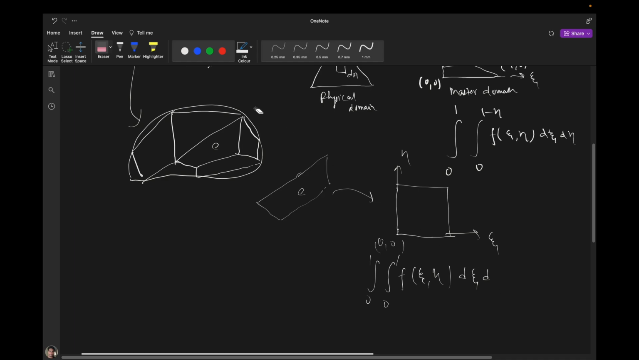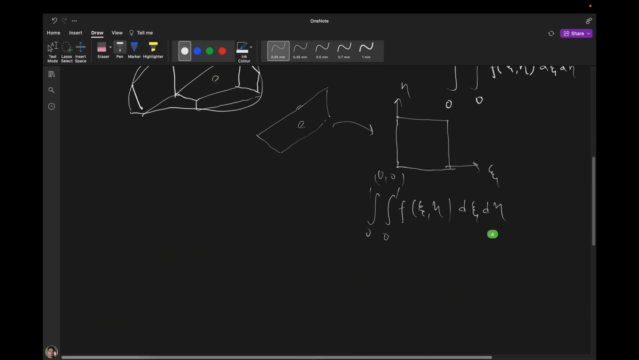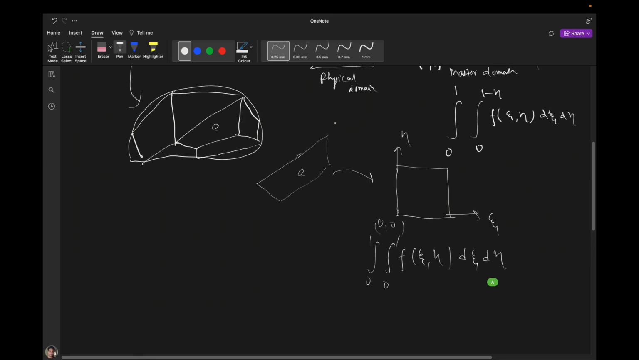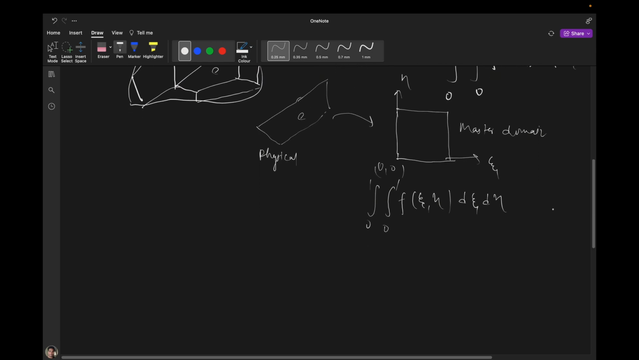So the main point is how we can change the variables so that we can convert the physical domain into the master domain. This is the challenging part and the main objective of this lecture. So let's see how we can do it.